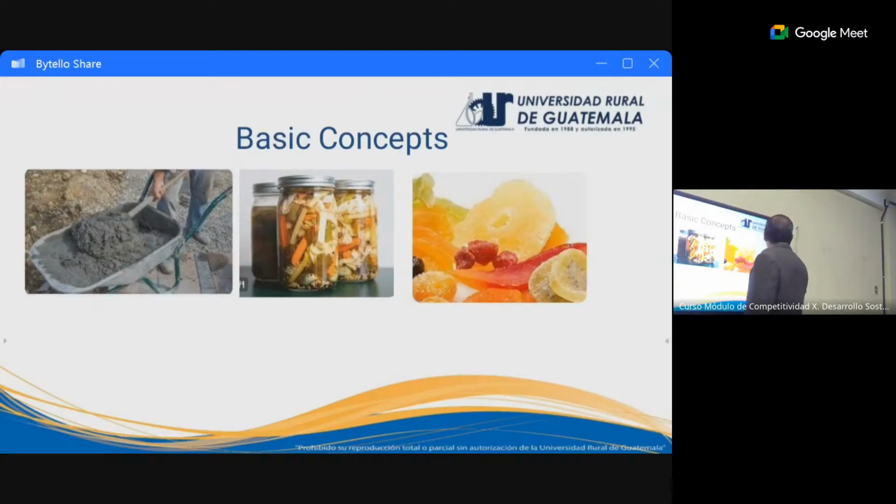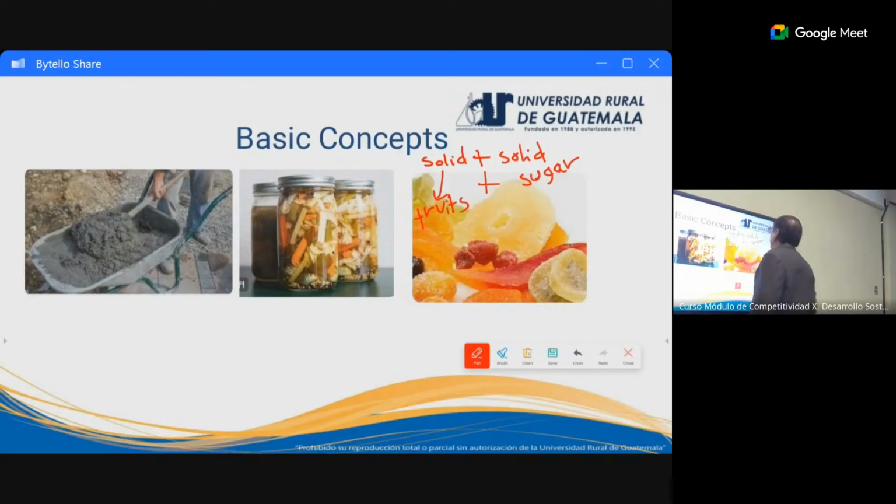a solid plus solid. But in this case, we're mixing some fruits plus sugar. Fruits plus sugar, but solid plus solid. Let's check. Let's continue.